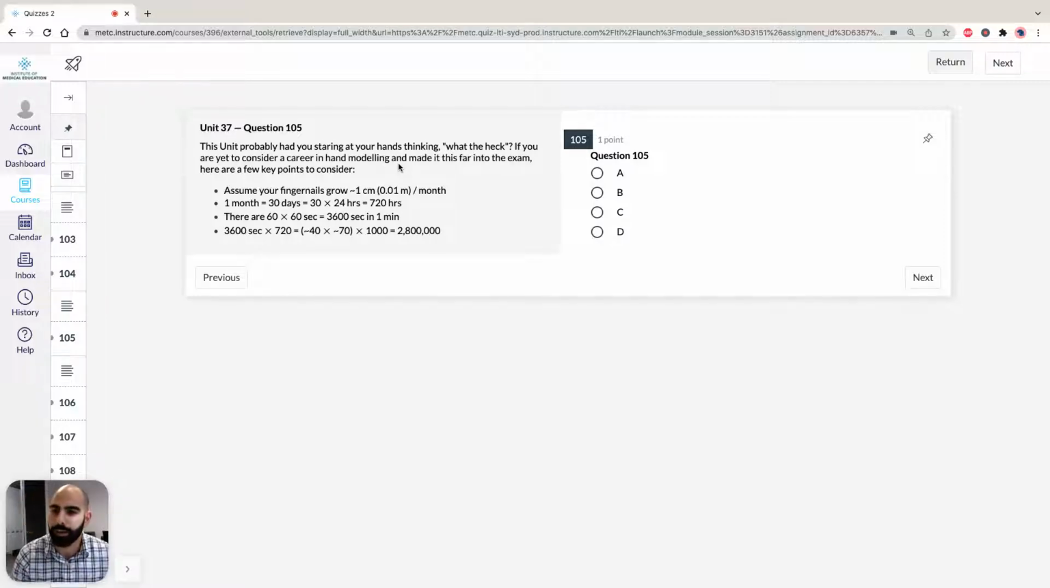I looked at my fingernails and it's about a centimeter. My centimeters take about a month. In a month, they grow about a centimeter. But just make sure when you look at the question, you've got the units. The units are in meters per second. So we have to make sure that we convert our centimeters into meters. So we know we have a 0.01 meter growth per month. So now we have to convert this into seconds.